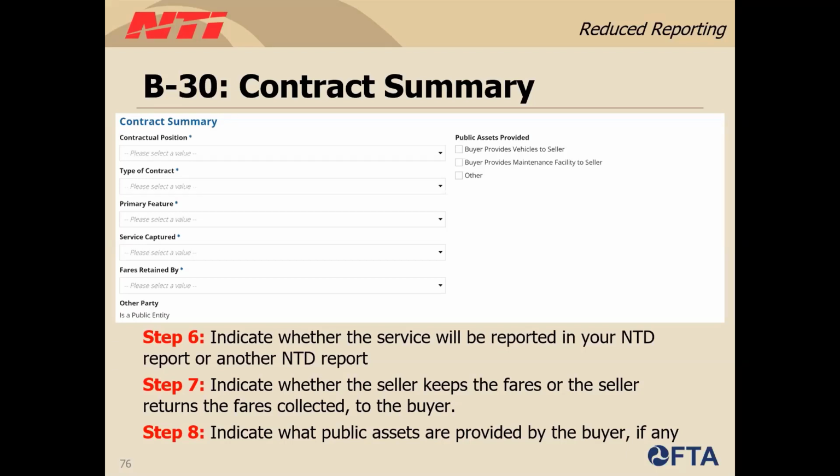Next, you will indicate whether the seller keeps the fares or the seller returns the fares collected to the buyer. The last selection for the contract summary is to indicate any public assets provided to the seller by the buyer, if applicable. These may be vehicles, maintenance facilities, or other public assets. If you select Other, you will be required to provide a description of the public assets provided.